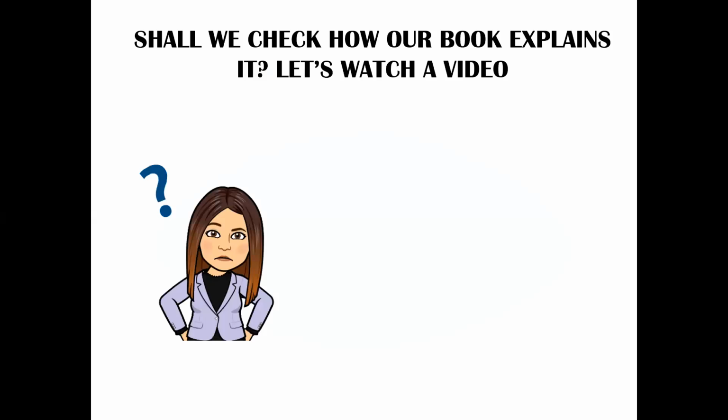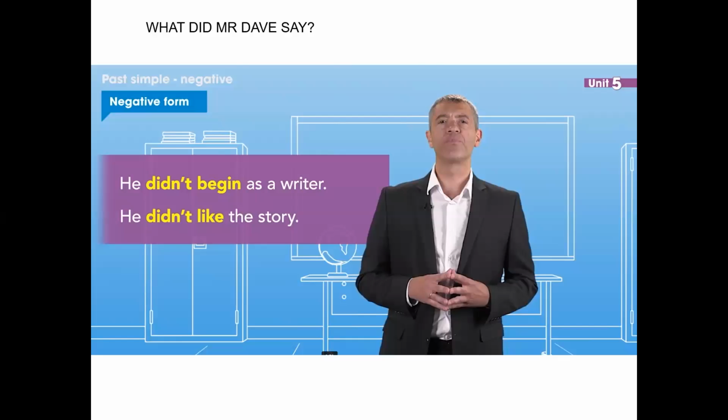Here we are. What did Mr. Dave say in the video? He said that for negative forms, we are using didn't because it's the past tense of don't, doesn't. He didn't begin. I didn't begin. They didn't begin. He didn't like. She didn't like. We didn't like. The verb here is always the verb one.